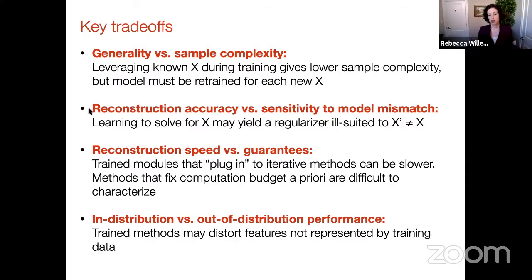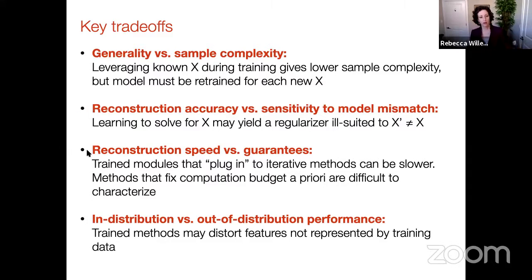Another trade-off, and I'm going to show some examples of this in just a second, is reconstruction accuracy versus sensitivity to model mismatch. So in particular, you could imagine, for instance, trying to learn how to reconstruct MRI images for one scanner, and then trying to use that for a different scanner, which has maybe been calibrated slightly differently. So it has a forward model that we might call X prime, which is slightly different than X.